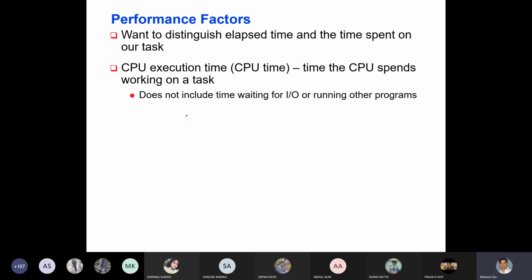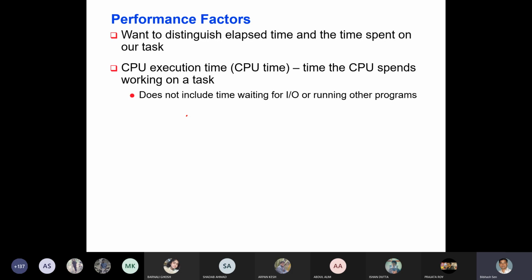Remember, the time the CPU spends on the process and the response time of the process may not be the same, because the CPU time does not include the time waiting for IO. IO means suppose your process requires some file handling, file read and write, or requires some other process execution. At that time the CPU sends your process to the waiting queue, takes the data, and again the CPU may handle other processes.